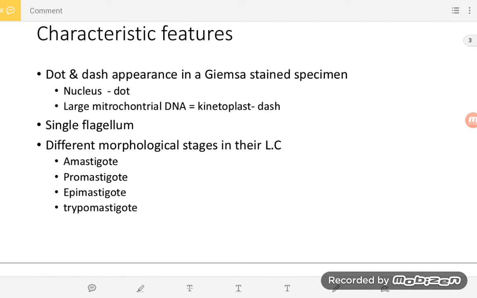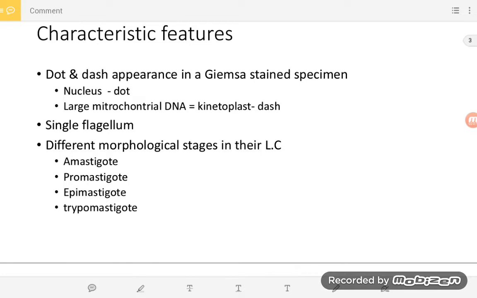Then the characteristic features. When we examine Giemsa stain, we can see a dot and dash appearance inside the macrophage. Here the dot is the nucleus, the dash is the kinetoplast, right? We can go through the picture in coming slides. And the other thing, haemoflagellates contain a single flagellum. If more than one flagellum is present, we call them flagella. So in these species, Trypanosoma and Leishmania, only one flagellum is available for motility.